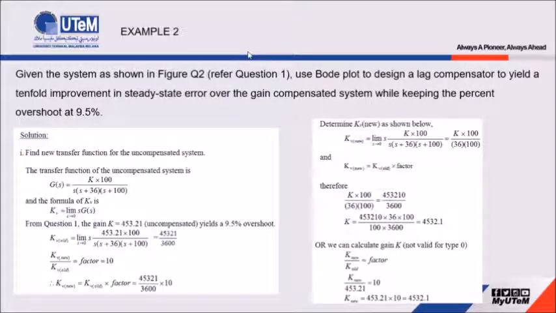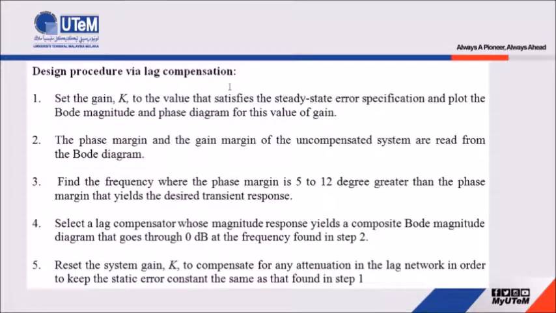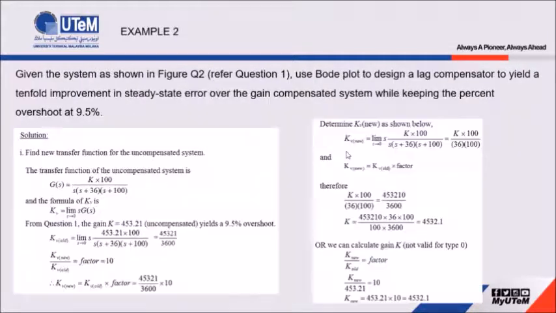Okay, let us look at this example about the lag compensator. Given the system as shown in figure Q2, which refers to the same figure as in example 1, use a Bode plot to design a lag compensator for a 10-fold improvement, 10 times improvement, in steady state error over the gain compensated system while keeping the percentage of overshoot at 9.5%. So based on this question, we have to design a controller to improve the steady state error 10 times without affecting the overshoot. That means the overshoot remains at 9.5%.